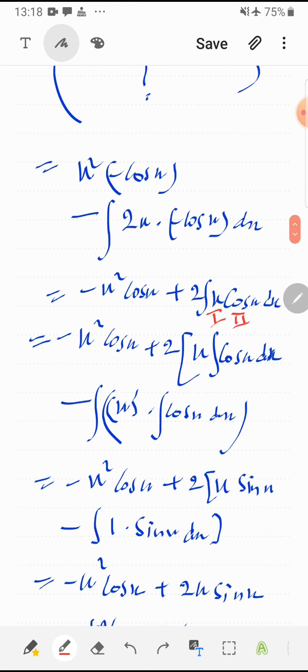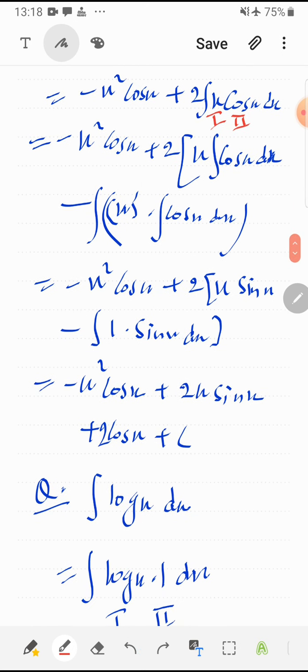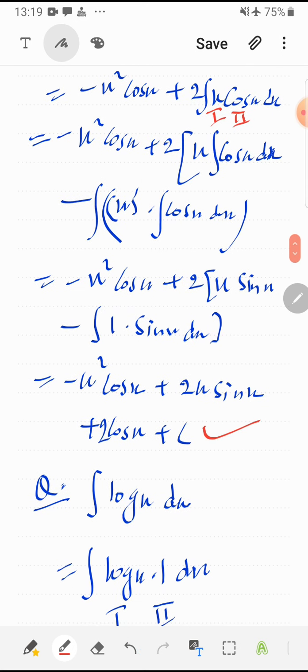After that, again we can see the situation of by parts is there, so we will apply by parts again. Brackets should be applied properly. First function as it is into integral of second, minus integral of differentiation of first function into integral of second, so that by opening the bracket we will get the required result.